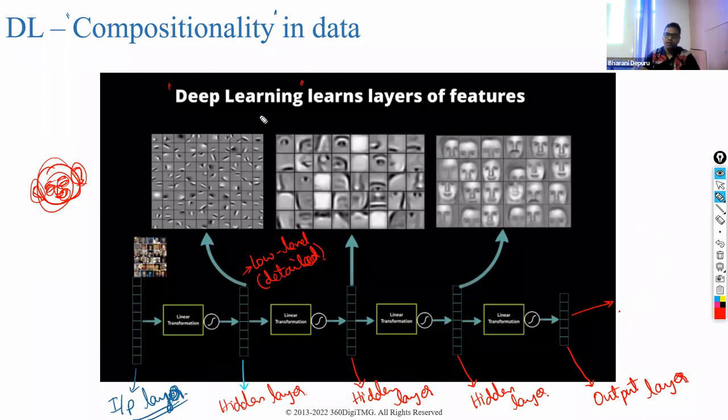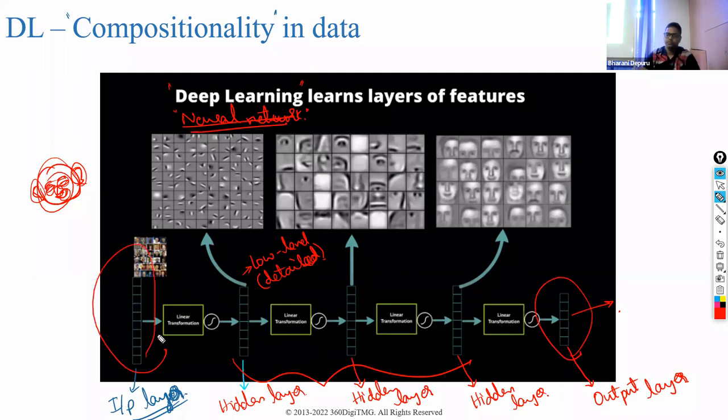Okay. So within deep learning, you have the neural network algorithm. And this neural network algorithm will have a lot of hidden layers. Okay, and you'll have an output layer and an input layer. The initial hidden layers will capture low level information. The next set of hidden layers will capture mid level details. Then the final set of hidden layers will capture high level information.